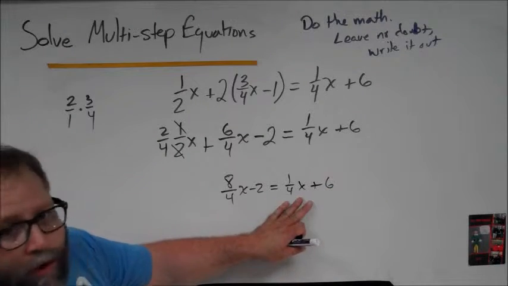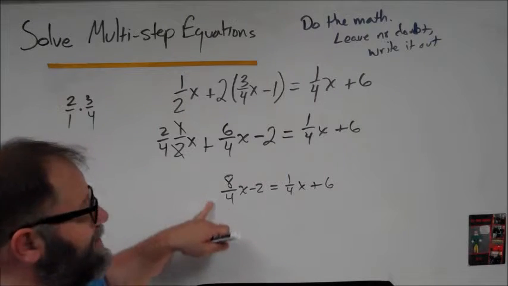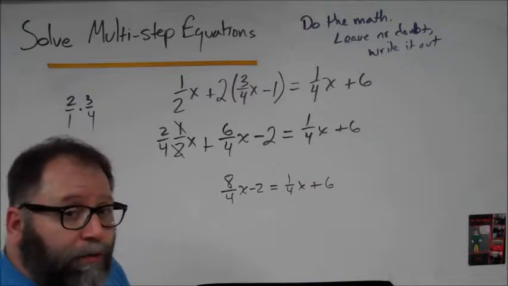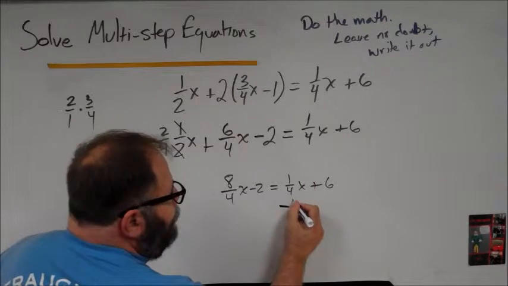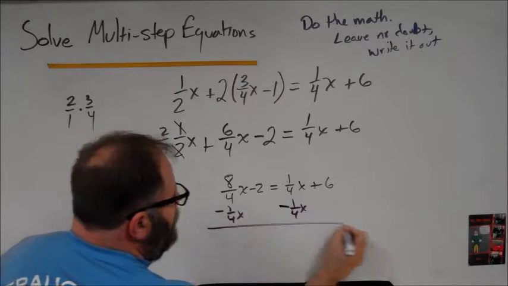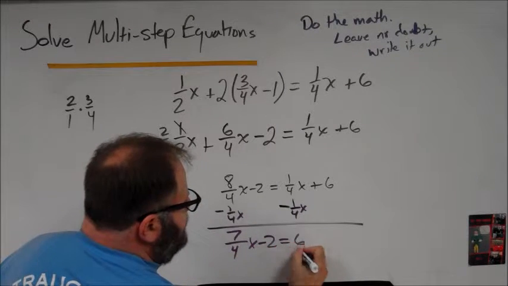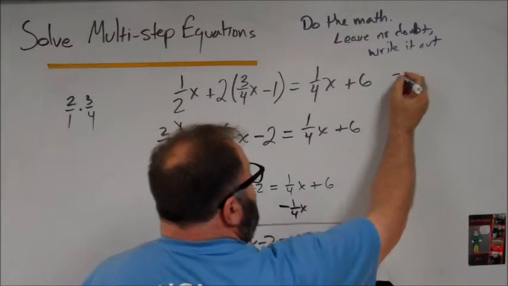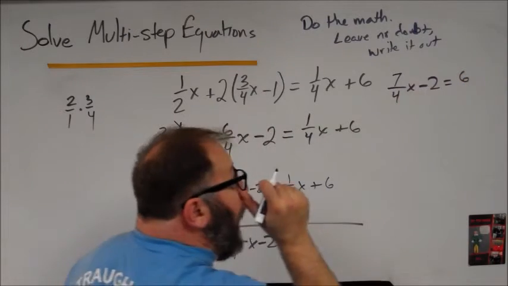Now, I've got to get that 1/4 x and that 8/4 x's together. Now notice I didn't change this, right? Because I still have a fraction in play here. So let's subtract 1/4 x from both sides. So 8/4 minus 1/4 x is going to give us 7/4 x minus 2 equals 6. Let's bring that up here so we have some room to work with it. 7/4 x minus 2 equals 6.